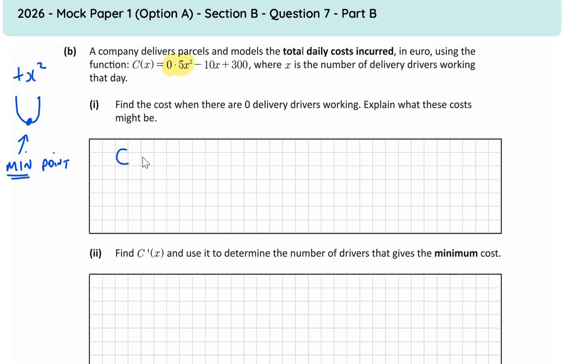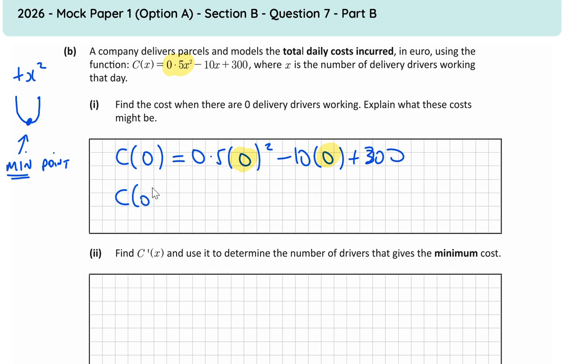But anyway, it says on a particular day you're going to have 0 delivery drivers. Remember that x is the number of delivery drivers, so you're just going to sub in 0 where x is, and then work that out. When there are 0 delivery drivers, it's going to cost the company €300. That's the total daily cost, €300.